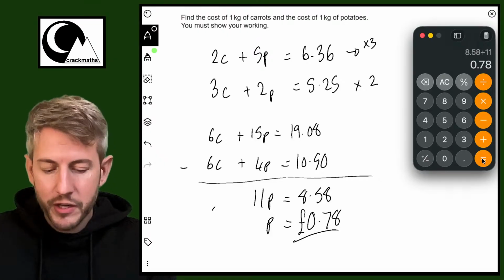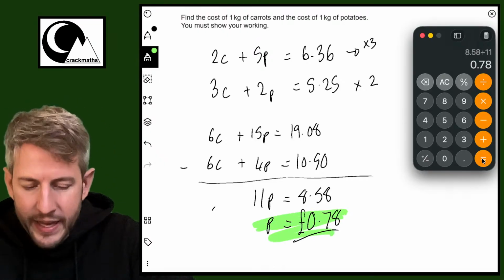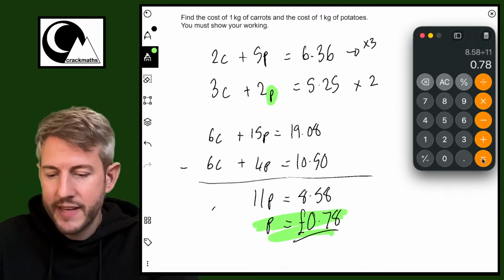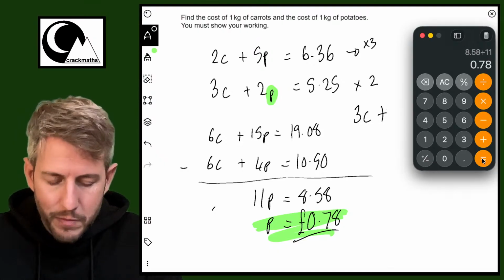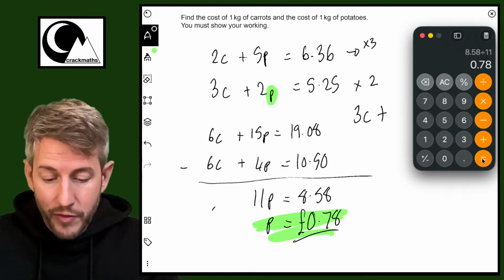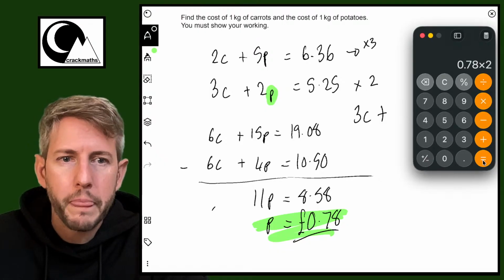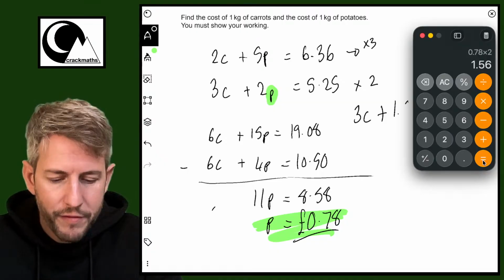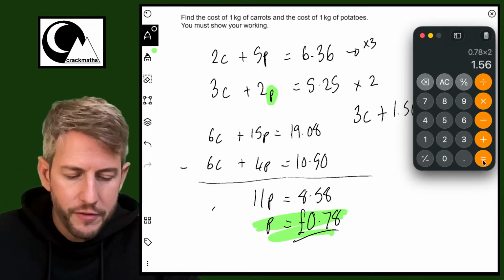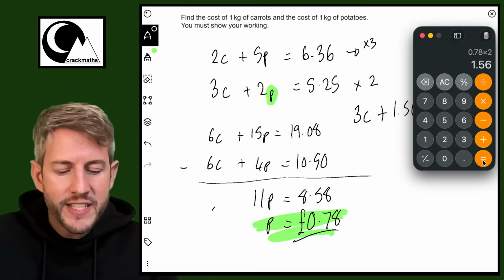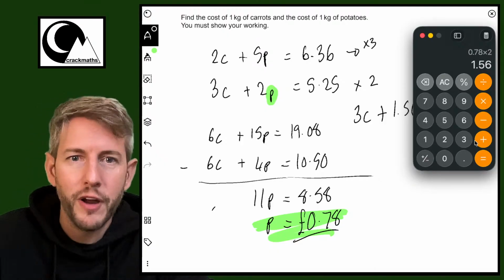Okay, so now I can use this feature in here. So I'm going to replace the cost of potatoes here. So I know that 3 times the cost of carrots plus 2 times the cost of potatoes. So I'm going to times this by 2 plus £1.56 equals £5.25. So then I need to work out what plus £1.56 equals £5.25.